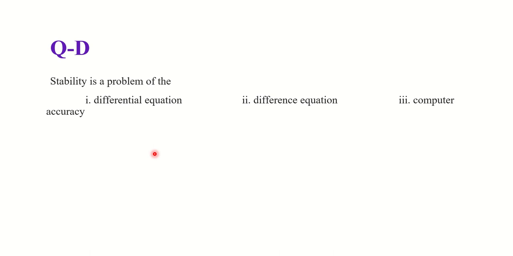When this is used for getting numerical solution procedures, it involves differential equations, difference equations, and also computer accuracy. So stability is a problem of differential equation, that is true, difference equation, that is also true, and computer accuracy, that is also true. So the answer is all three: one, or difference equations, or computer accuracy, or 1, 2 and 3. So the answer to this problem is the fourth one, 1, 2 and 3.